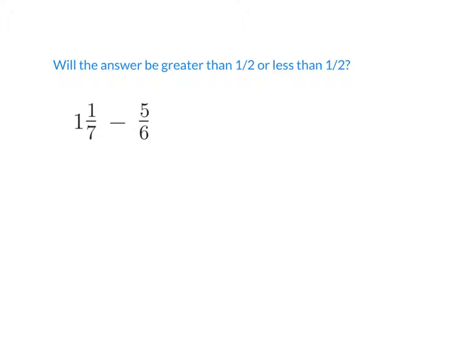Our benchmark number is still going to be 1/2. We want to know if 1 and 1/7 minus 5/6 will be greater or less than 1/2. Talk at your table groups to see if you can figure this one out.